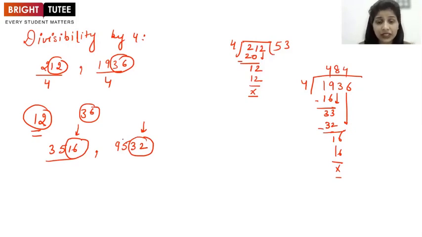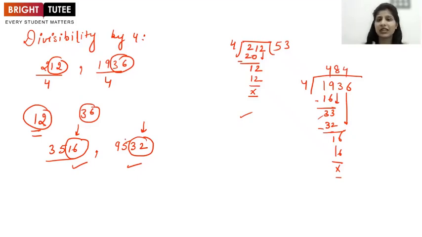So what you need to see is only one thing: when you divide, you can check as I have done for two numbers. You can also check for 3516 and 9532, and you will see that they are also leaving the remainder as 0. They are exactly divisible by 4. So what is the divisibility rule for 4? What you need to remember?